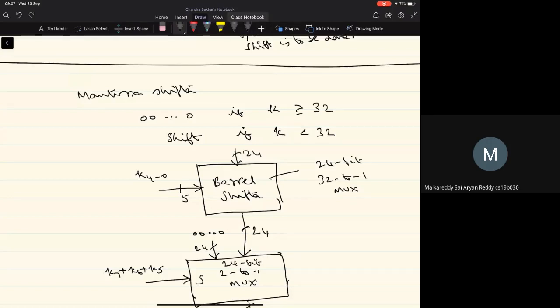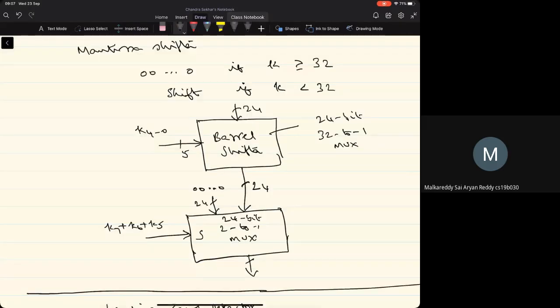And the other case where k is greater than or equal to 32, the shifted mantissa will be all zeros, and that's what we are giving as input here. So the multiplexer will have these two inputs. If the select bit is 1, then we are going to have only all zeros as the output of this multiplexer. Otherwise, whatever is the shifted mantissa is going to be made available.